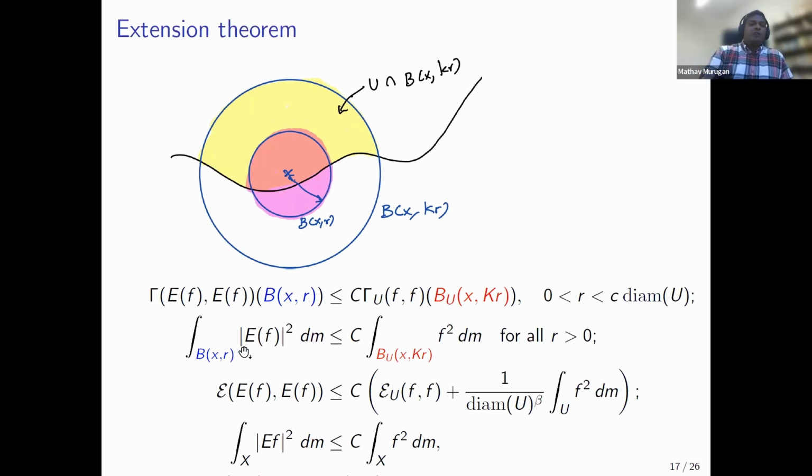If you let r go to infinity, this construction gives the following estimates. The first one is true only when r is between 0 and some constant times the diameter of the domain U. Our result applies both to bounded and unbounded uniform domains. So if the diameter of the domain itself is infinity, then this is true for all values of radii. Then one can let r go to infinity to see the boundedness property for both the energies and the L2 norm separately. For the L2 norm, this result is true for all radii.